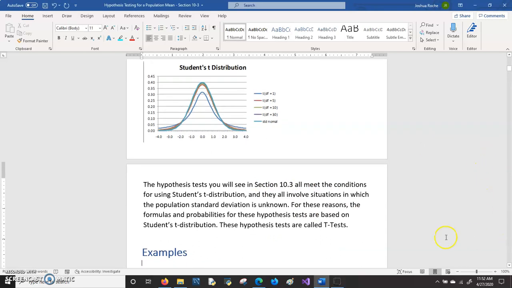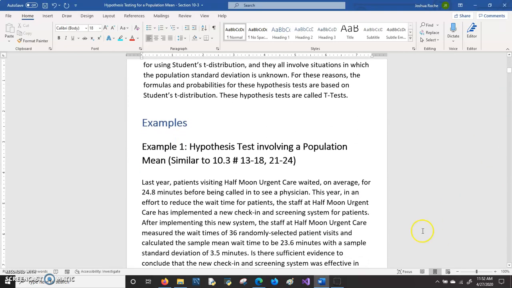The first example is on a hypothesis test involving a population mean. It's similar to section 10.3, exercises 13 to 18, and also 21 to 24. Last year, patients visiting Half Moon Urgent Care waited on average for 24.8 minutes before being called in to see a physician. This year, in an effort to reduce the wait time for patients, the staff at Half Moon Urgent Care has implemented a new check-in and screening system for patients.